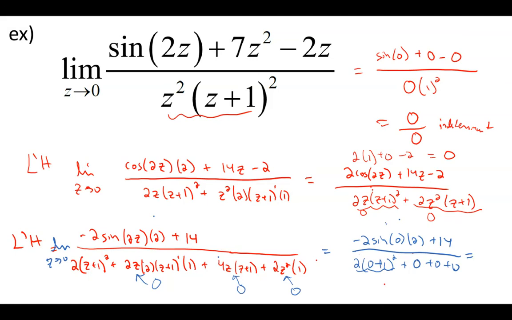And on the top, the sine of 0 is 0, so this all goes to 0. So we got 14 on top. And then this one down here, thankfully saved us. 2 times 1 squared, which is 2. So 14 over 2, which is 7. Woohoo!